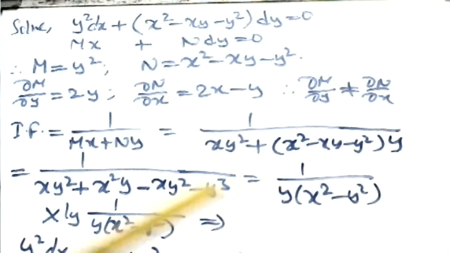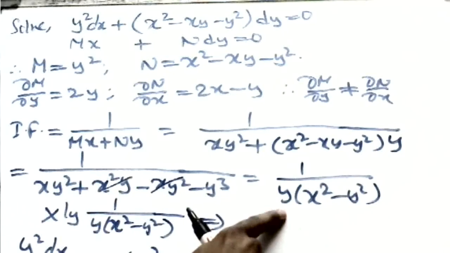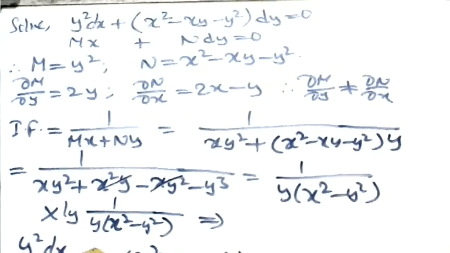Now you get this cancel. x square y minus x square y get cancelled. So what is left here? If you cancel this one, now take y common from this. We get x square minus y square. So this is the integrating factor.